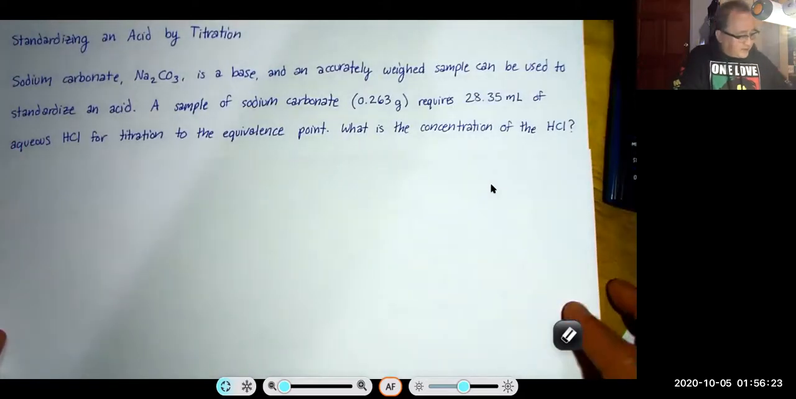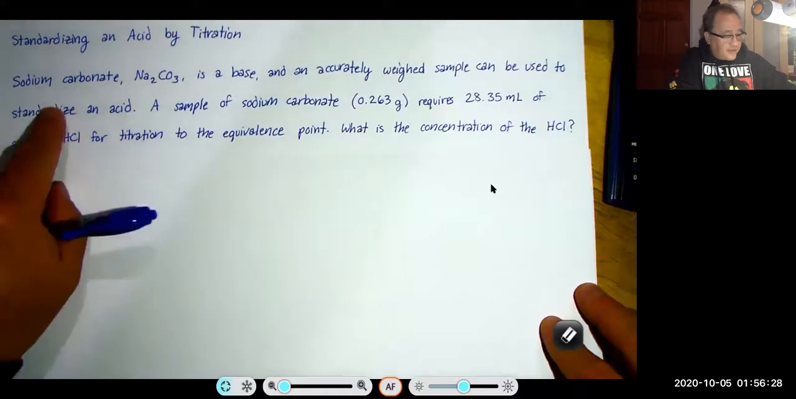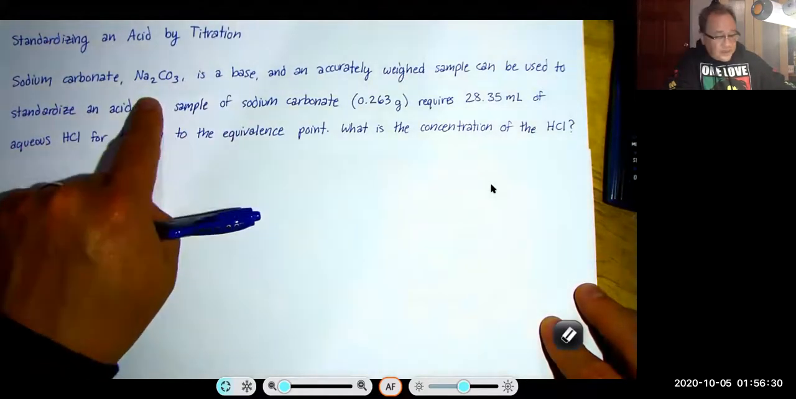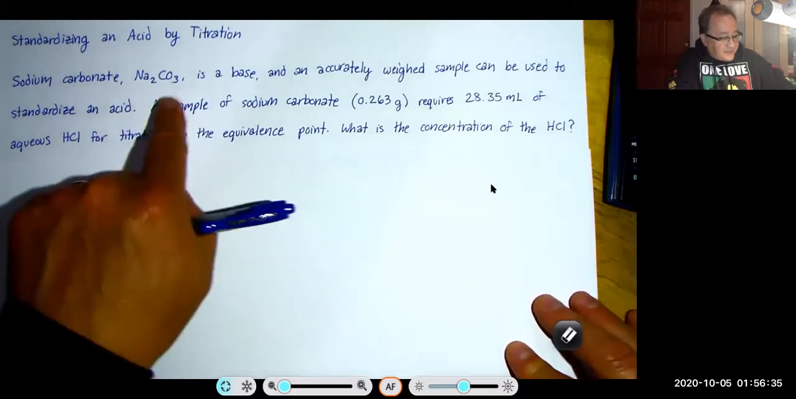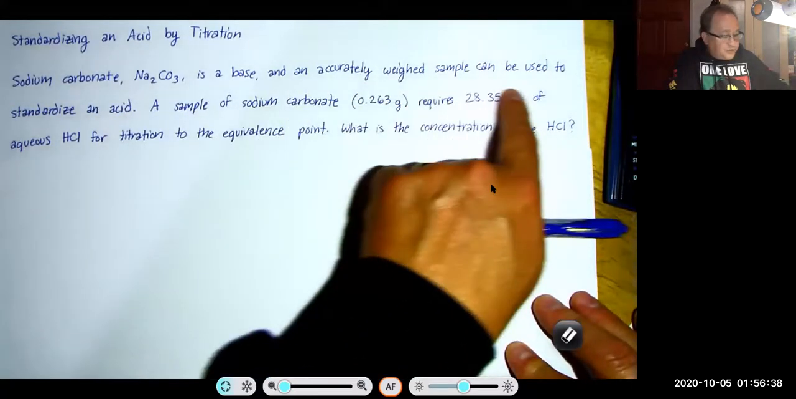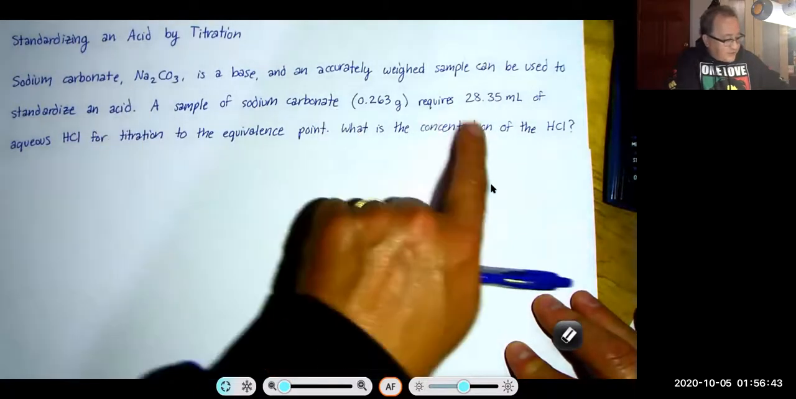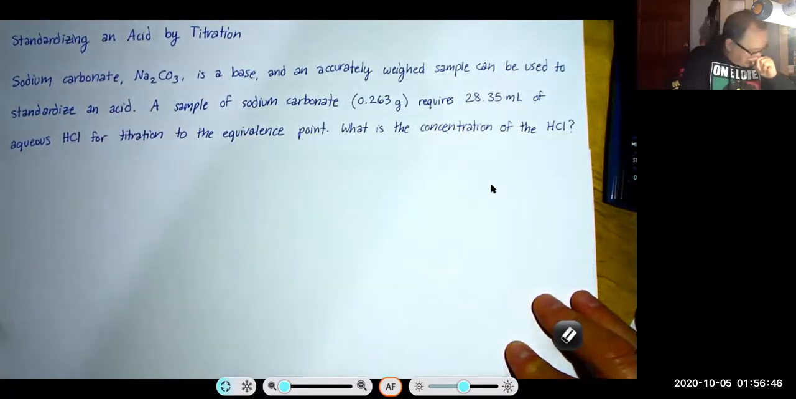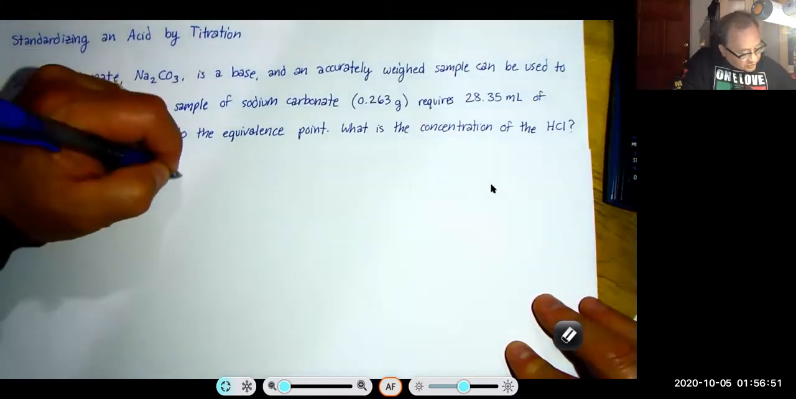Okay, so let's take a look at a problem where we're going to standardize first and then do a titration. So here we have this idea where we want to standardize an acid by titration. So sodium carbonate is a base. It's a solid. This is an ionic compound, and we know that ionic compounds are usually solids. This is a base, and an accurately weighed sample can be used to standardize an acid. So we're going to use this to standardize aqueous hydrochloric acid. So we're going to say HCl plus sodium carbonate.